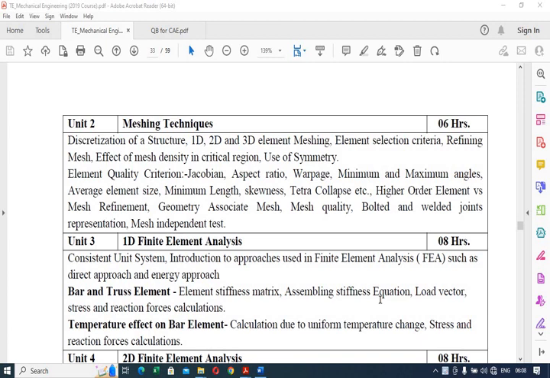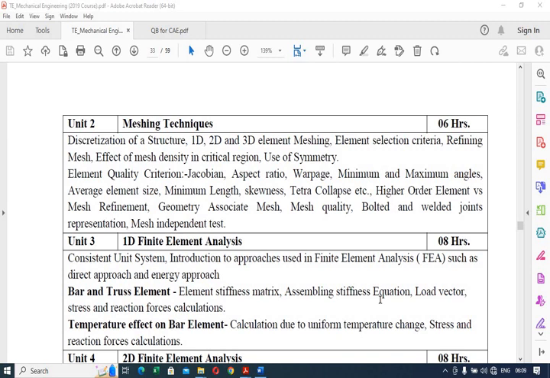So the contents of the unit are discretization of a structure, 1D, 2D and 3D elements, meshing, then element selection criteria, refining mesh, effect of mesh density in critical region, use of symmetry, then element quality criteria. The different quality criteria are Jacobian, aspect ratio, warpage, minimum and maximum angles, average element size, minimum length, skewness, tetra collapse, etc.